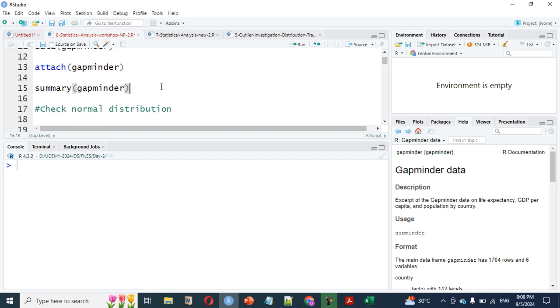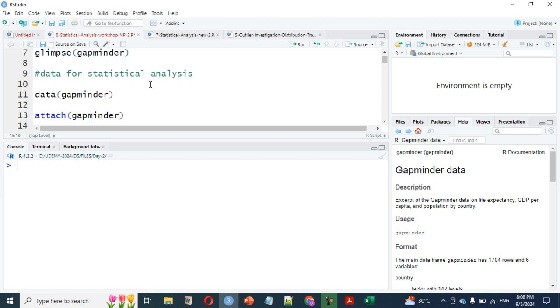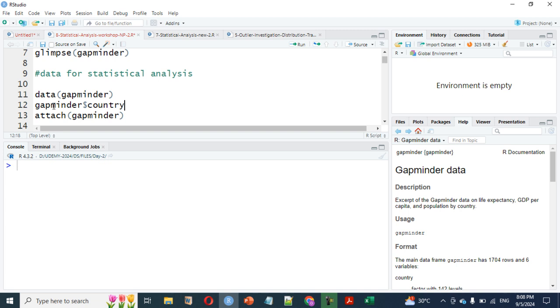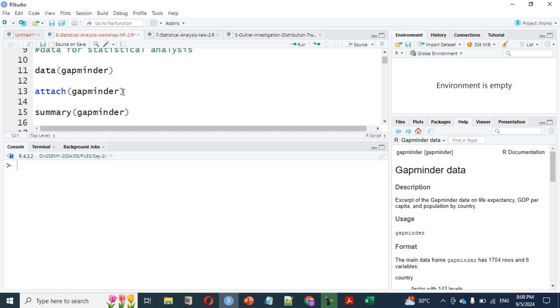The reason it's attached is because we don't want to use the dollar sign to call our variables or columns one by one. So instead of saying gapminder dollar country, I don't want to do that. I want to supply country straight. If I need country, I just say country. This is the country for me. That's why we attach the data set first. Later, if I need to, I can detach it. So that is that.